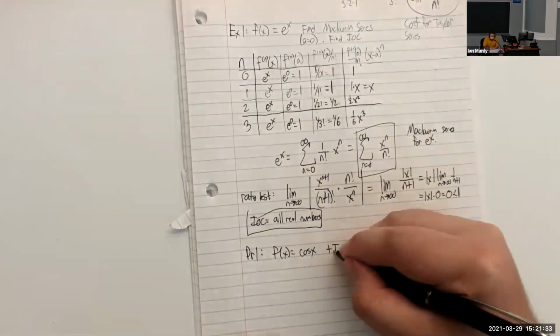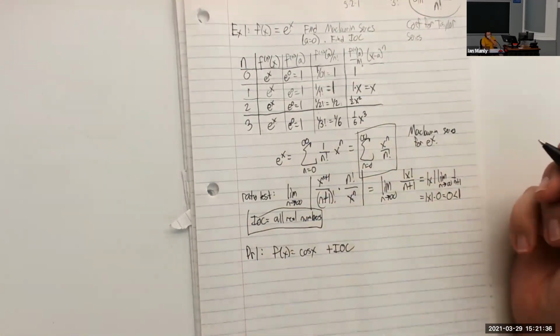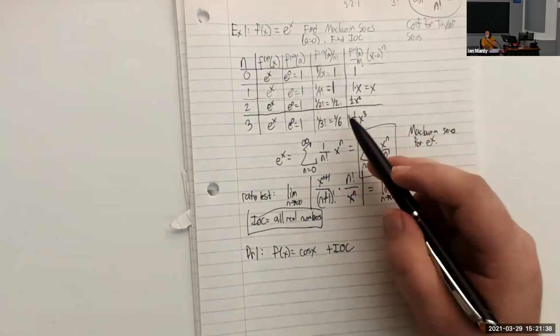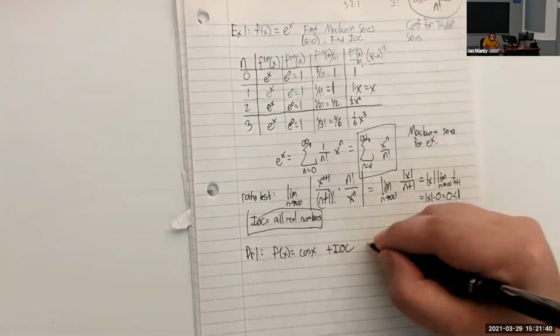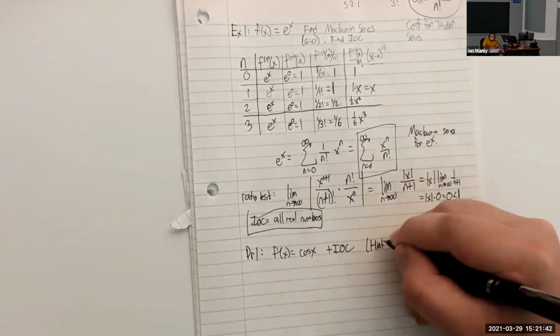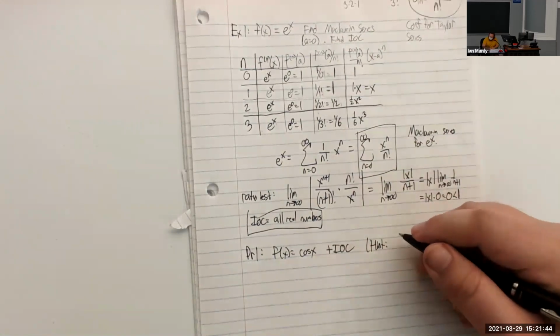And I want you to find the interval of convergence once you're done with that. So try to do the same thing that we did up here for cosine of x. And I'm going to give you a hint for this one because this one's a little bit trickier than the previous one. So here's a hint.